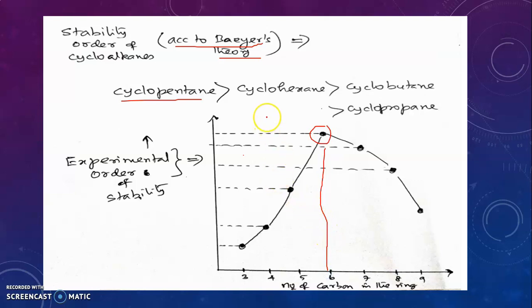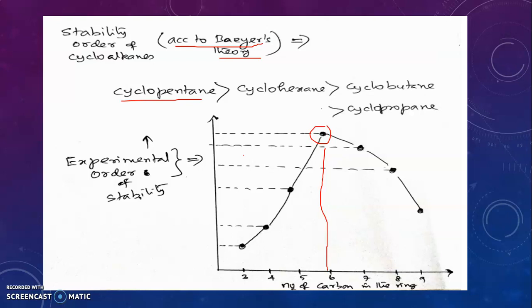Are you able to follow? Then I would like to give one additional piece of information here. As the strain increases, the stability of the molecule decreases. Another point is, if the ring is smaller, then the flexibility of the ring will decrease. So the cyclopropane ring is not flexible, whereas cyclobutane, cyclopentane, and cyclohexane rings have some flexibility in the ring system.